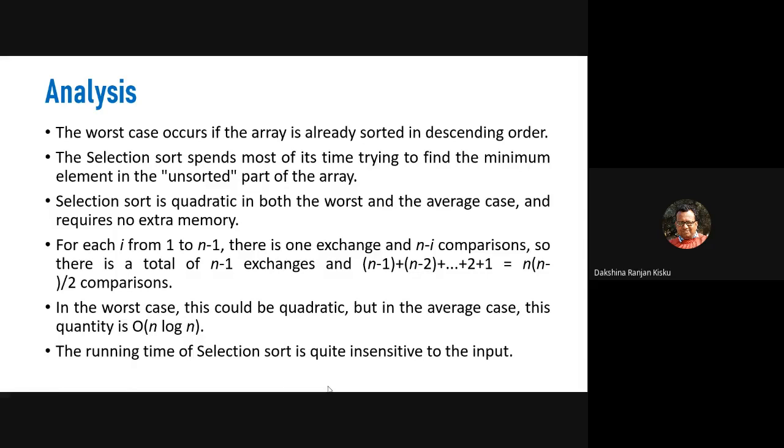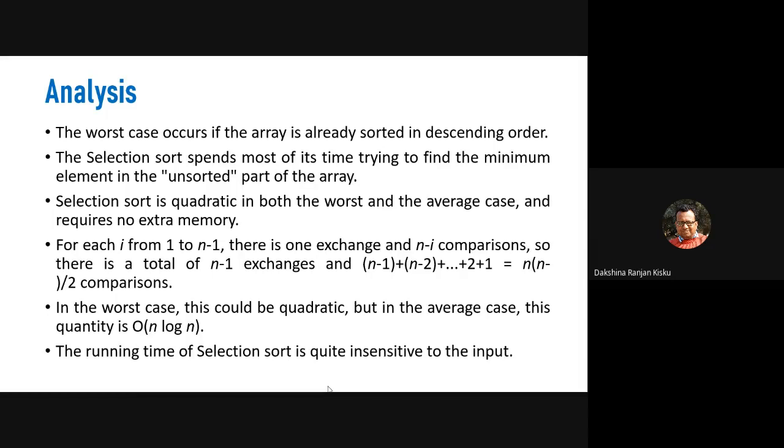So if we consider an element i, for each i from 1 to n minus 1, there will be one exchange operation and n minus i comparisons. Basically, these n minus i comparisons are required to find the minimum element, that is, the first minimum, second minimum, third minimum, and so on. If we need to find the first smallest element, then n minus 1 comparisons will be required.